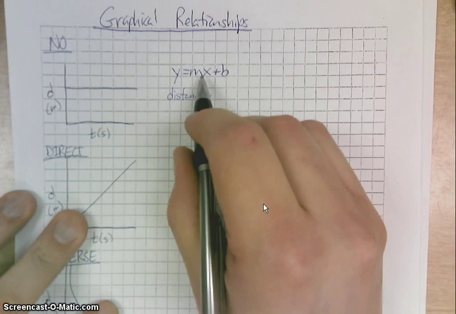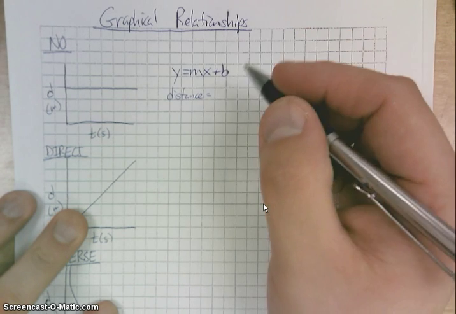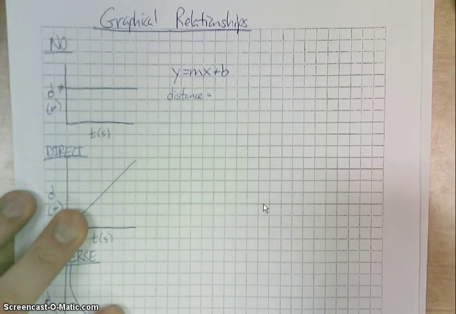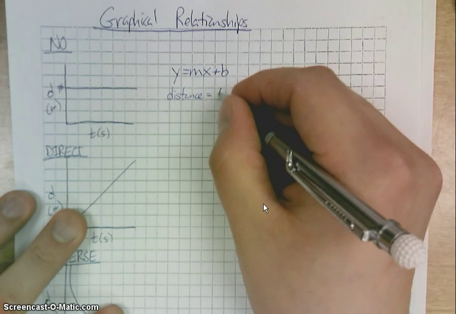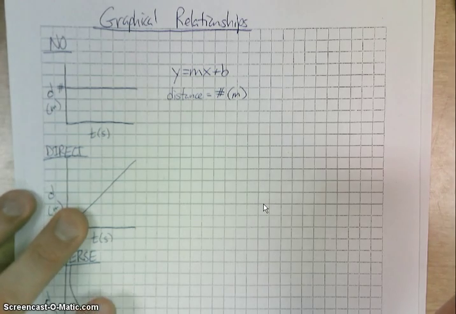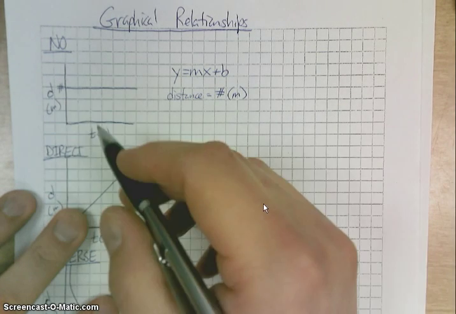Therefore 0 times x is simply 0. And then b would be whatever this number is at that particular point, that y-intercept. So this would have a number, and it would be labeled in units of meters. This is referred to as a no relationship because the distance doesn't change based on time.